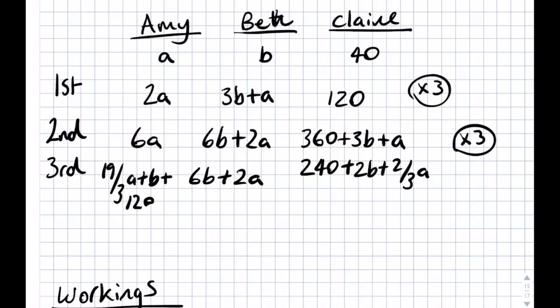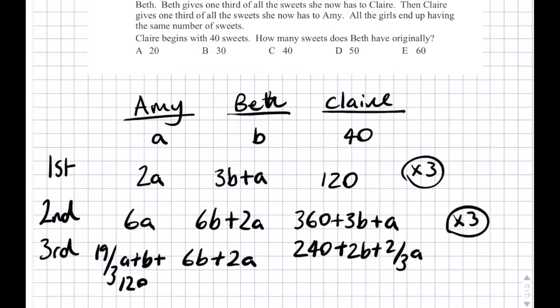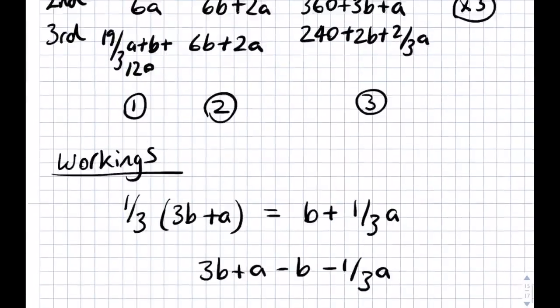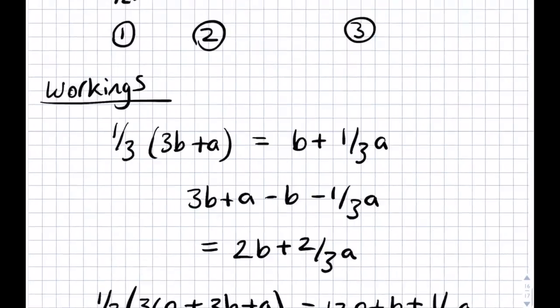So what happens now is we are at the end of the third scenario, and we know that they all have the same number of sweets. So all of these three expressions are going to be equal to each other now. We've got two unknowns, we've got three equations. So let's take this as equation 1, this is equation 2, and this is equation 3. And first I'm going to make equation 2 equal to equation 3.